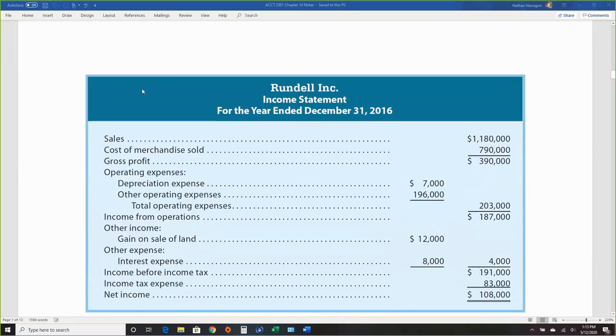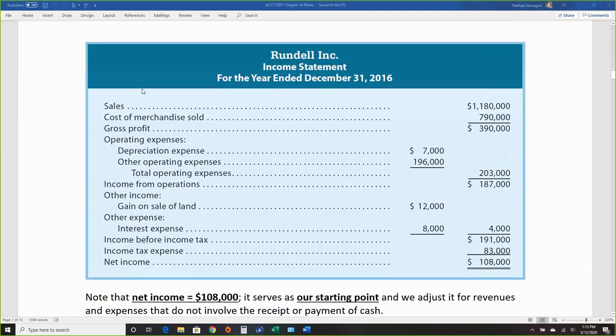So I'm going to use a company called Rundell, and this is their income statement. If you do read the book, it's going to give you a different company, so it's like another example if you actually want to read the book on this. But overall, same concept. I'm just using a different example for this section.